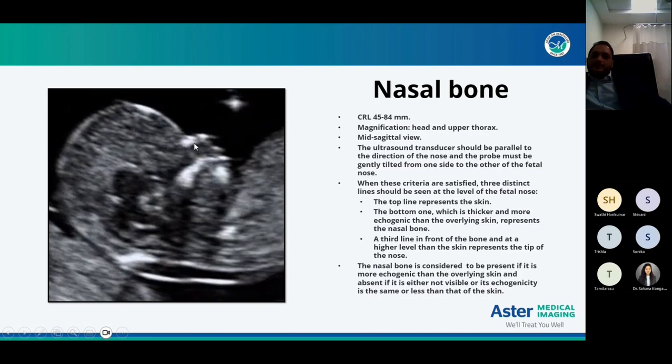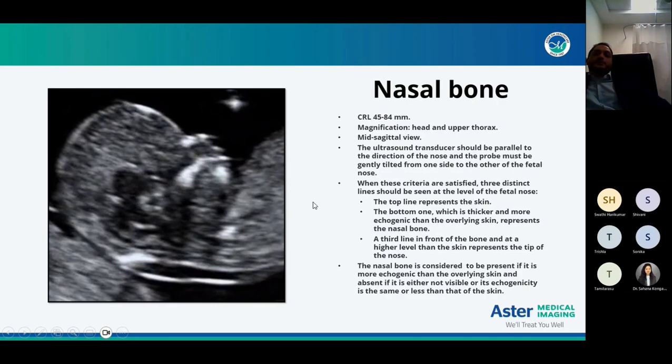So when do we say the nasal bone is present or absent? What is the criteria? The echogenicity of the nasal bone can be either similar to the overlying skin, or less than the overlying skin, or more than the overlying skin. It is only when the echogenicity of the nasal bone is more than the overlying skin that we say the nasal bone is present. If it is the same or less, then we can call it an absent nasal bone.